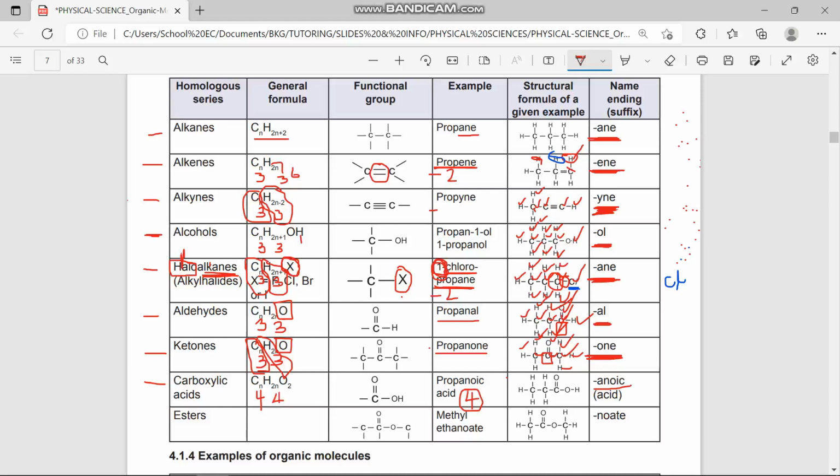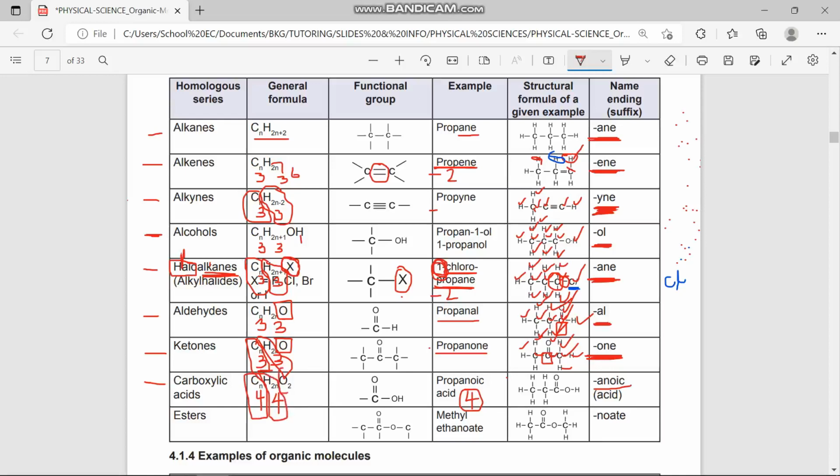4 again. C4H2, H2NO2, that's our general formula. So let's substitute. Butanoic acid is going to have 4 carbon atoms. 4 carbon atoms. How many hydrogen? 8 atoms.